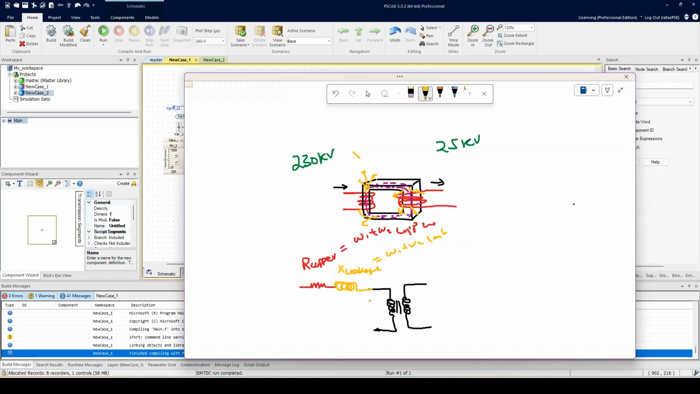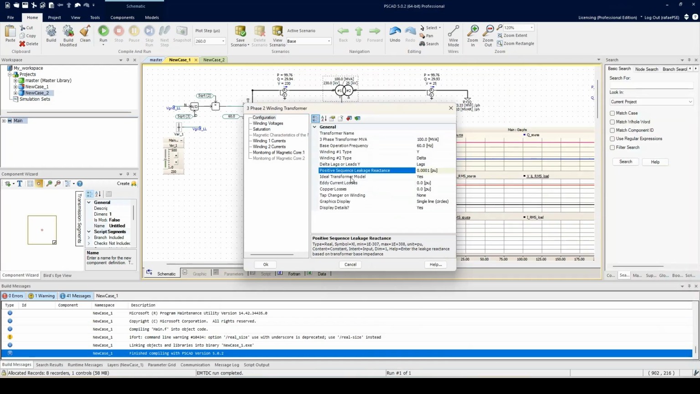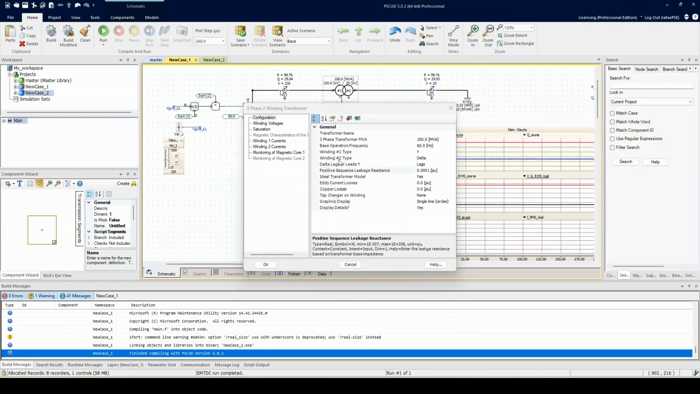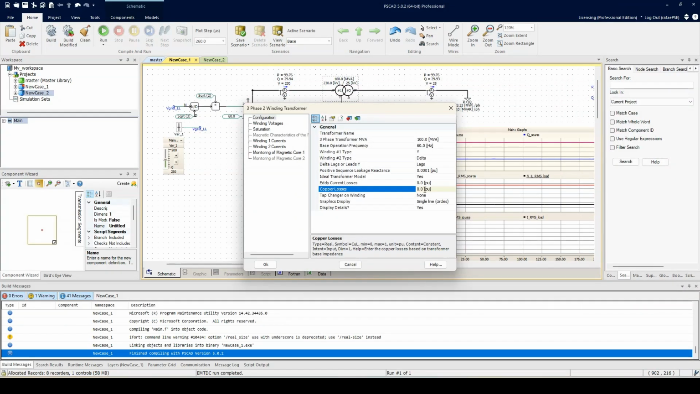So I want to stop here quickly just so you understand what the copper losses and the leakage mean. We can come back over here and you can see it says positive sequence leakage reactance. That's what I'm showing in yellow. And anything in red, which was copper, represents copper losses.